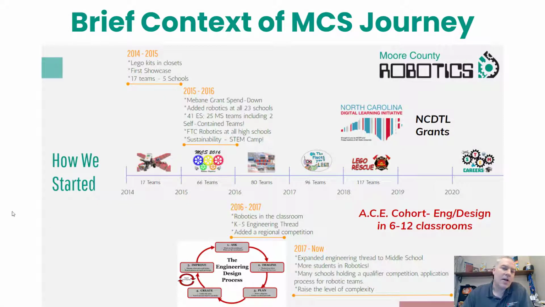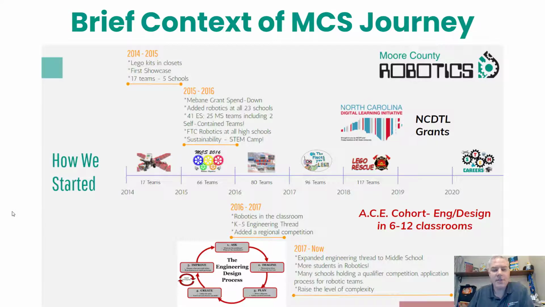All right, so this slide's a little bit busy, but I'm going to break it down a little bit. This is just a brief context of where we are in Moore County Schools and how we got to where we are as far as engineering in our classrooms. Really all start off with robotics. So 6 years ago in 2014, we had some robotics kits that were just laying around and gathering dust, and so we decided to kind of invigorate that and pull them out of the closets, dust them off, and we started robotics clubs in all of our schools.